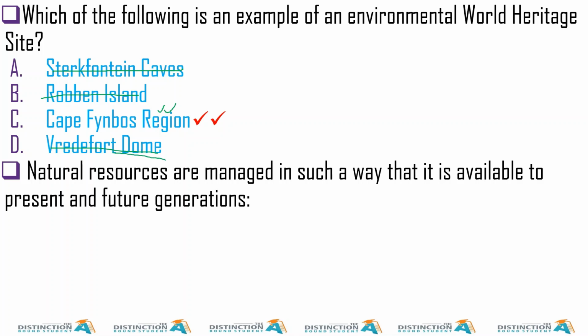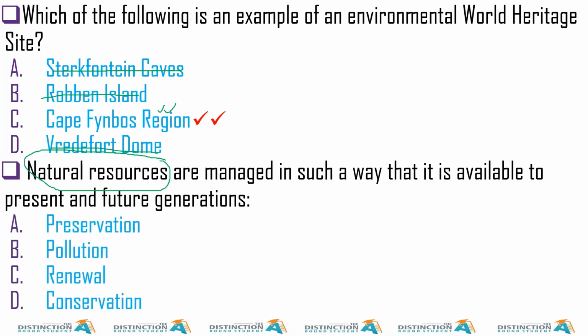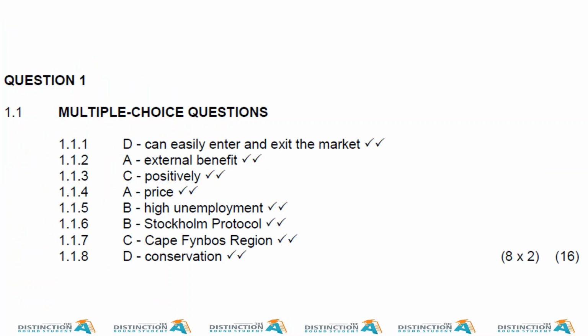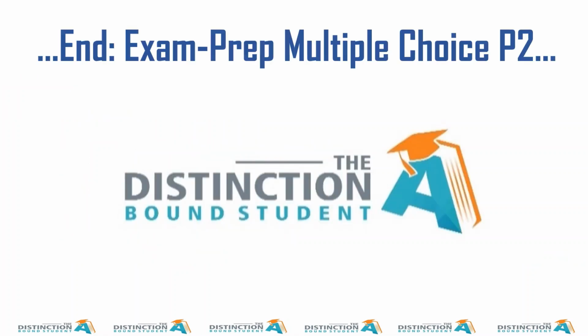It's C. Natural resources are managed in such a way that it is available to present and future generations. Okay, you see what I meant there when we started. In this case now we have the word natural resources, so that's when it becomes conservation. The first one was preservation, so you might want to go back, look at that, and look at this one again. This should be the last one. Yes, it is. All right, so we have again our 2 A's, our 2 B's, our 2 C's, and our 2 D's.